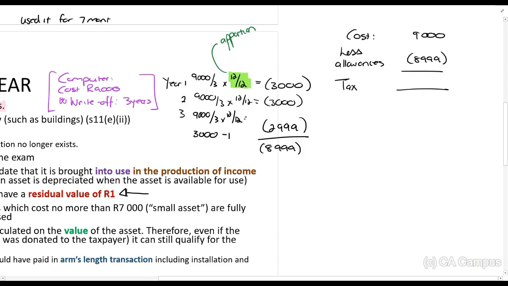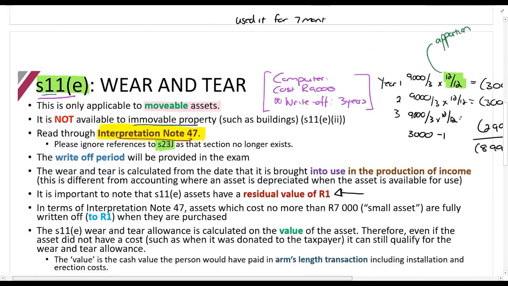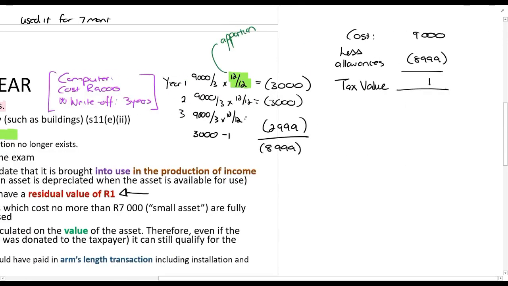This is called the tax value, and you do use this when you're calculating things like recoupments and so forth. That tax value is then 1 rand. So, when you are looking at wear and tear under section 11E, and that rule, what I just discussed there, is discussed in Interpretation Note 47. They tell you that you need to write it off to 1 rand.